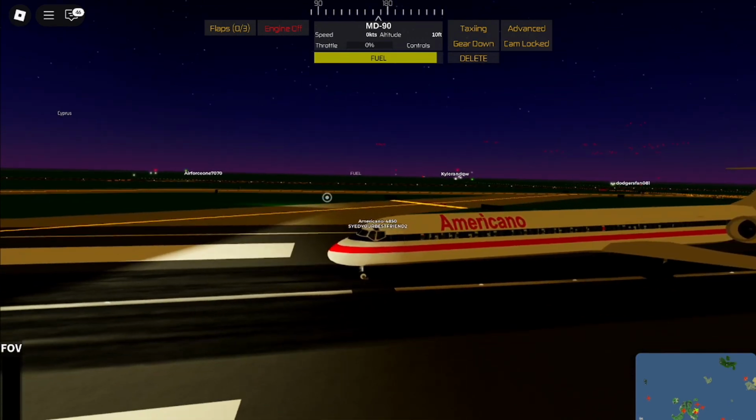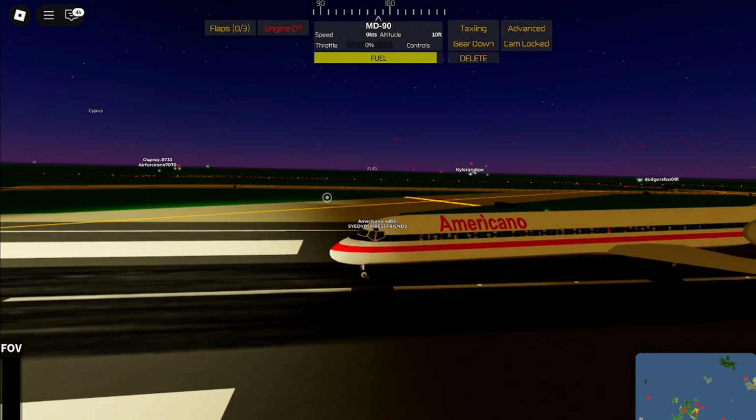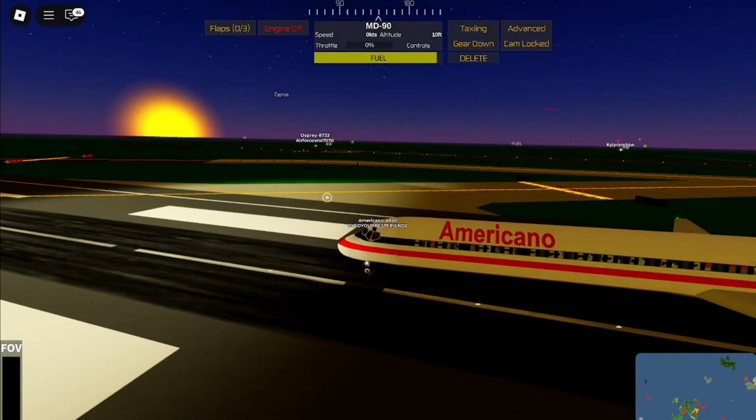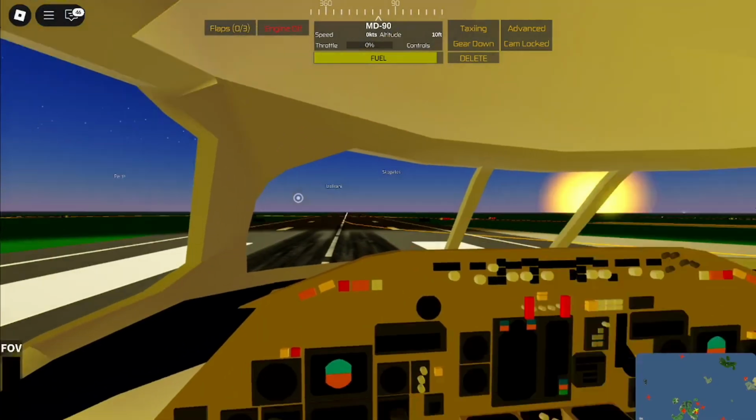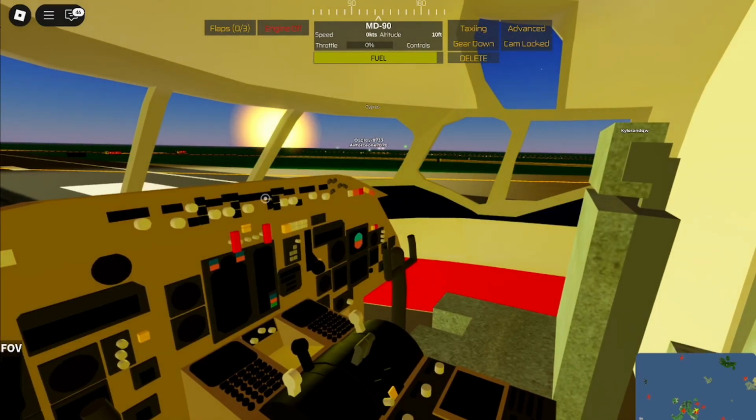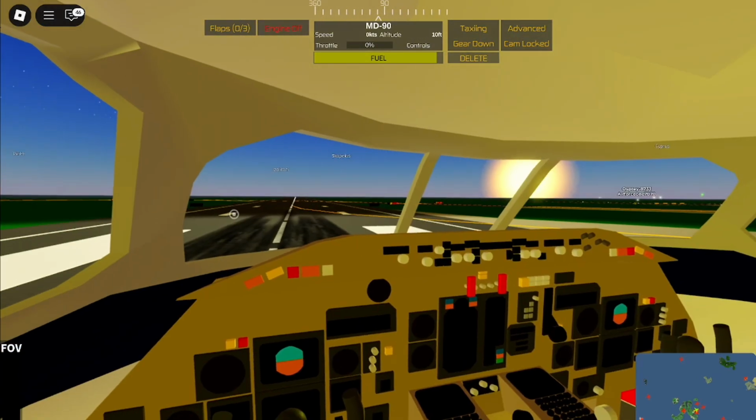The MD-90 and the MD-80s were introduced in the 1980s. It was discontinued somewhere between the 2000s and 2010s. Not a lot of people use it. Oh wait, I think it does still get used nowadays. I think Delta uses it a lot now. But yeah, this plane is really popular.